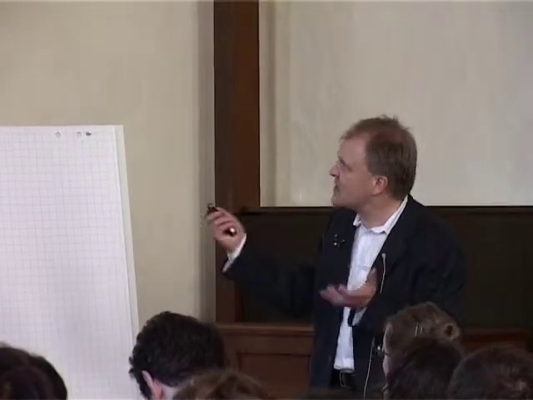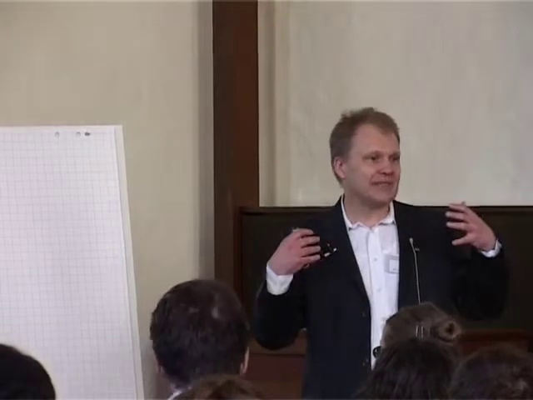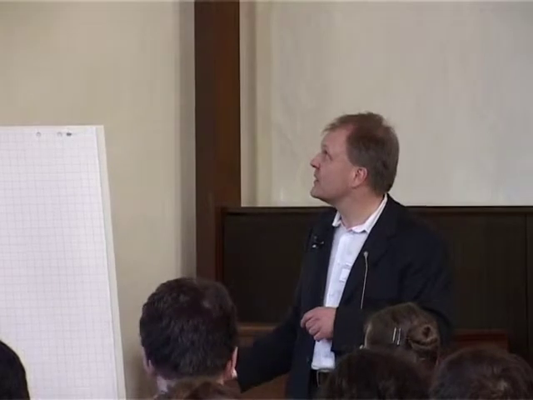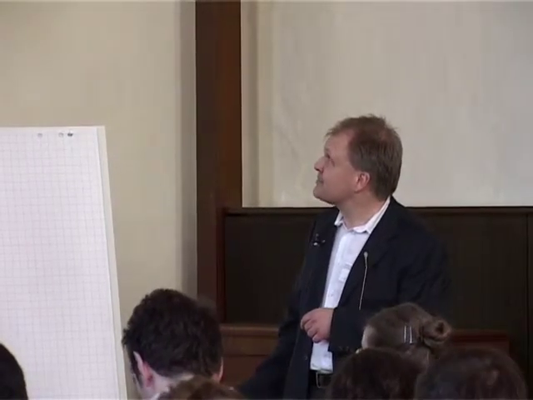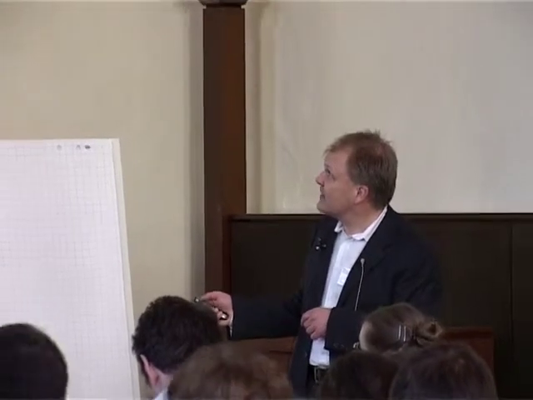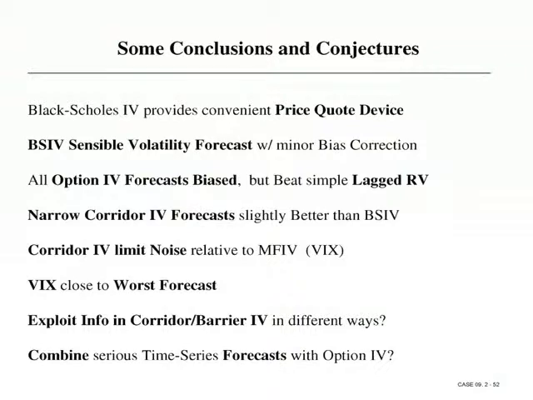Whereas if you want to look at just as forecasts, you're probably better off just using the Black-Scholes or using a very narrow corridor, maybe combined with realized variance. So this is the last slide. Black-Scholes can be used as a price quote device. They give sensible volatility forecasts with minor bias correction. They are all biased, the ones you can come up with, but they beat simple lagged historical volatility. Narrow corridors are slightly better than Black-Scholes. These are the ones I prefer.